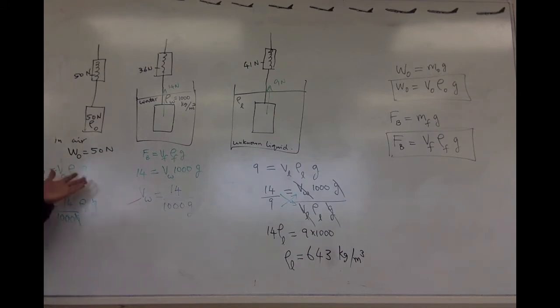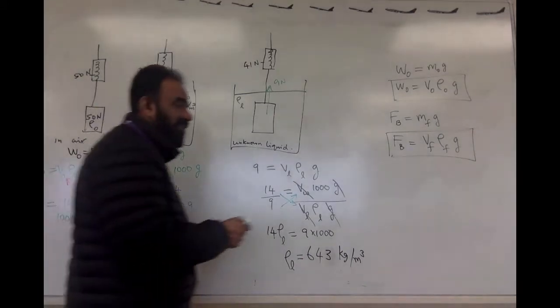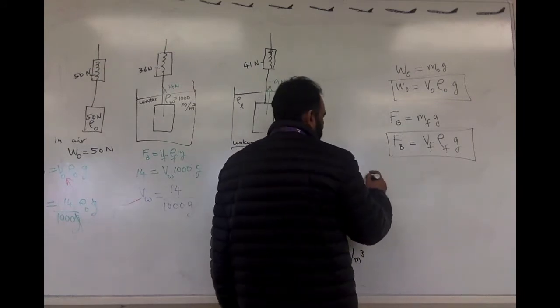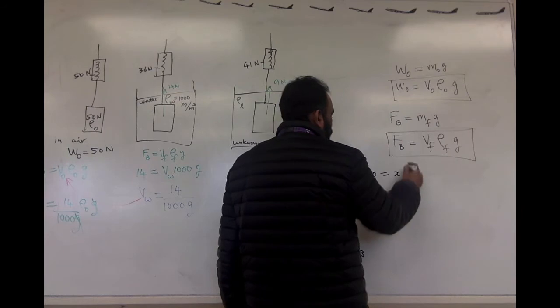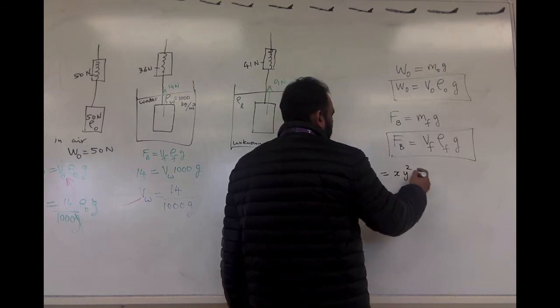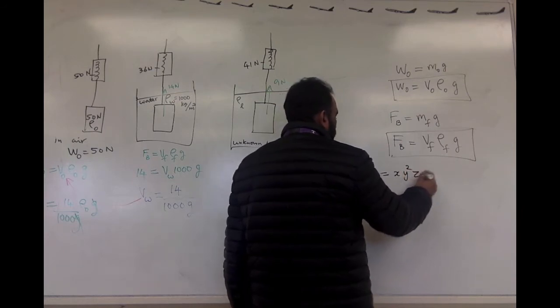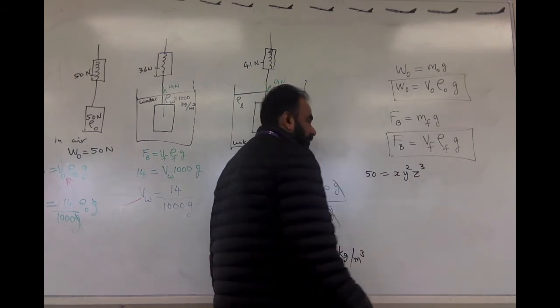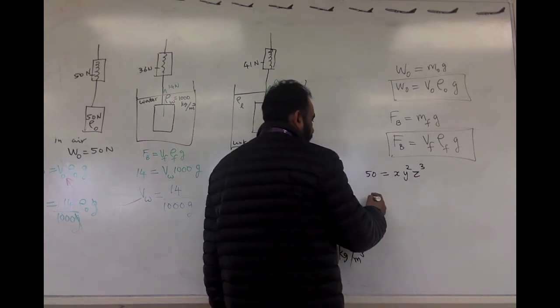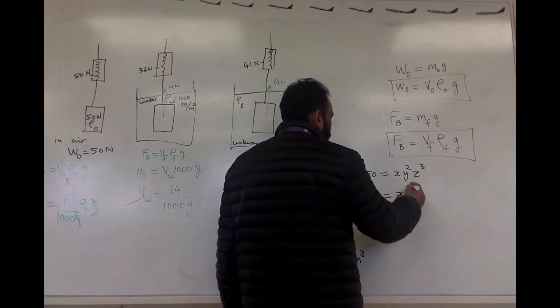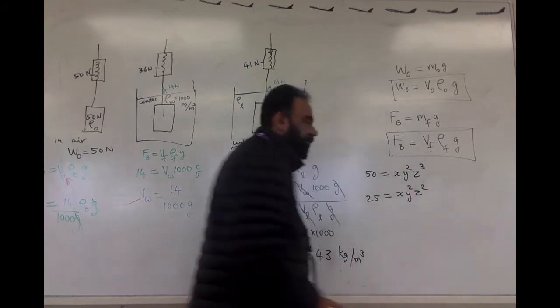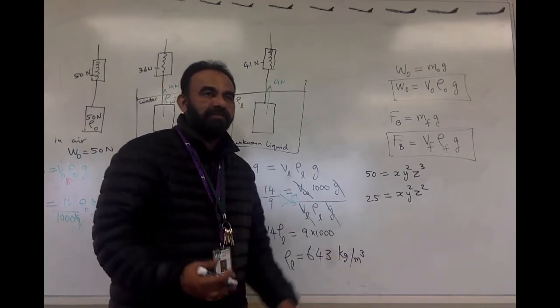Substitution method or division method, both are okay. And I'll show you another advantage of the division method. Suppose I have 50 equal to x y squared times z cubed, and then 25 equal to x y squared z squared. How much is z?